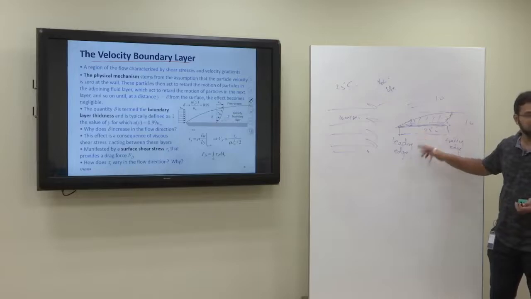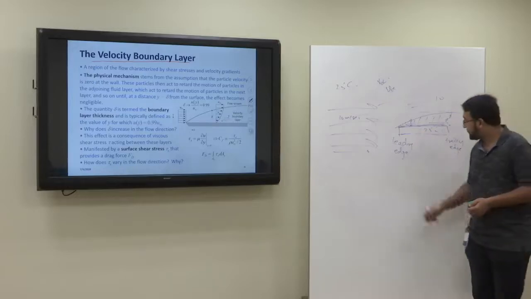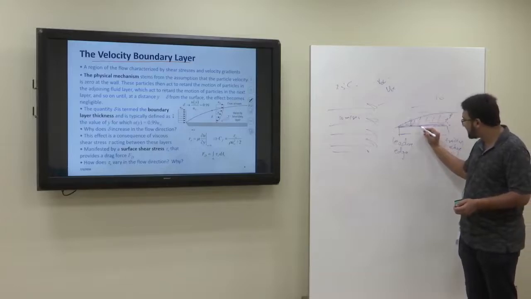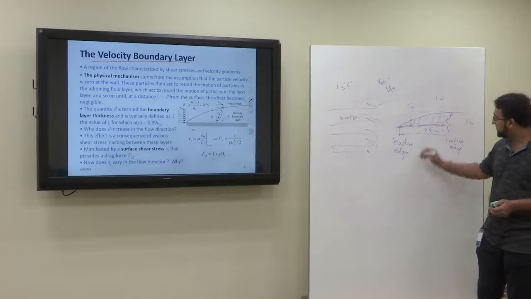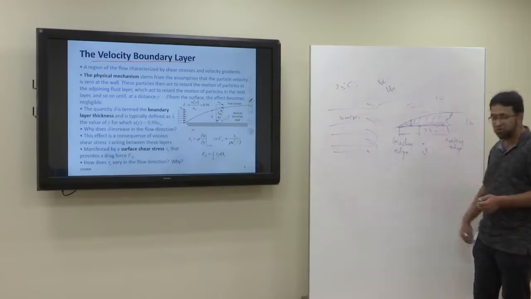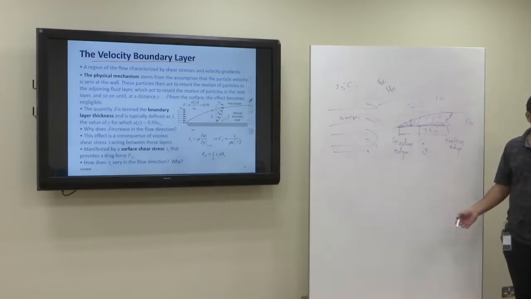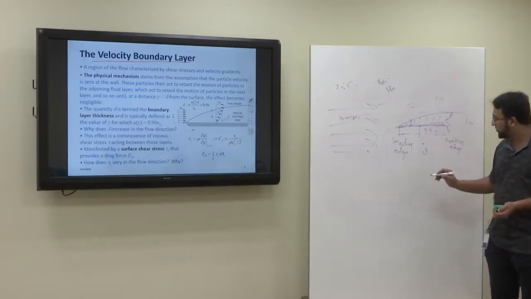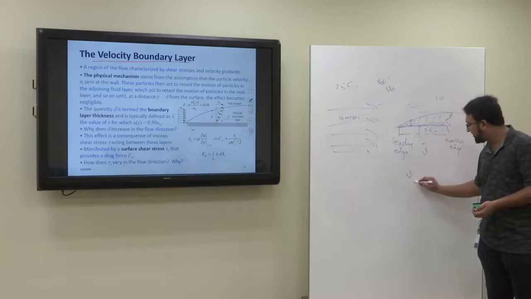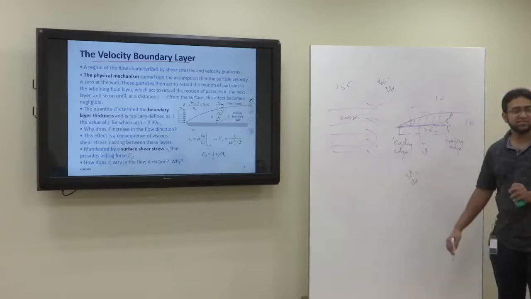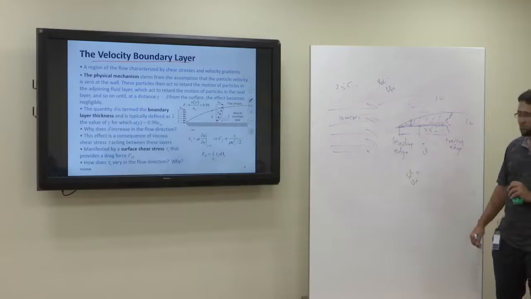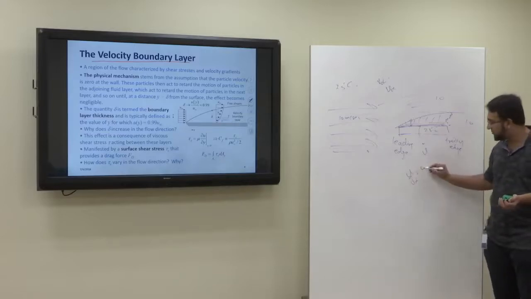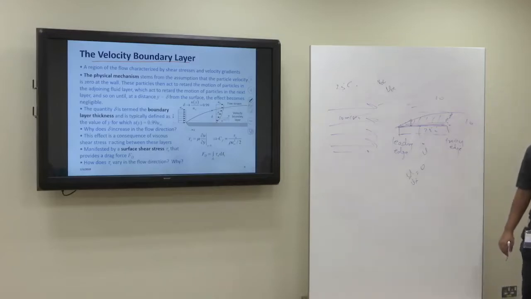Zero. So if I consider the velocity at the surface, what will it be? The velocity at the surface will also be 0 because the object is stationary, right? So if I want to know u upon u infinity at the surface, u is 0 at the surface, so u upon u infinity will be 0 at the surface.